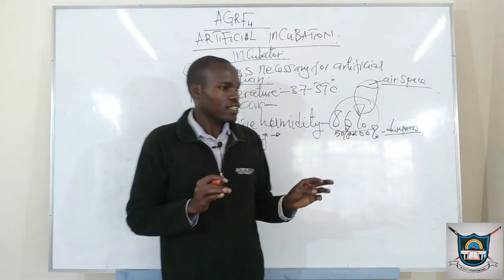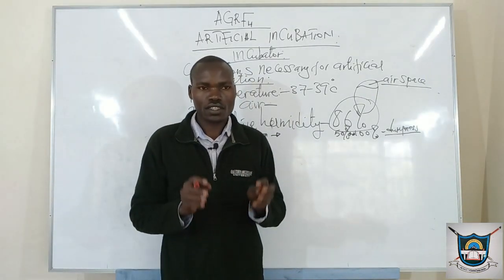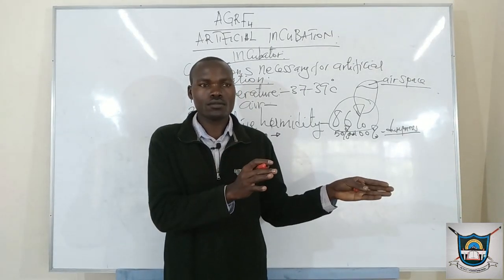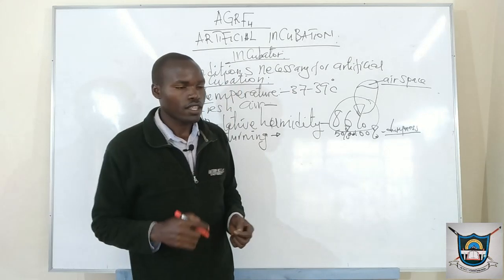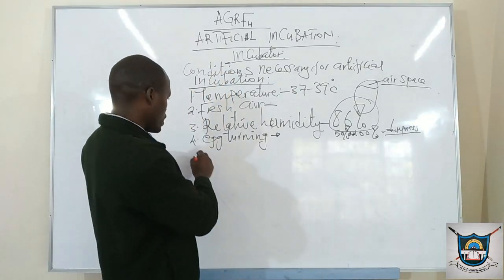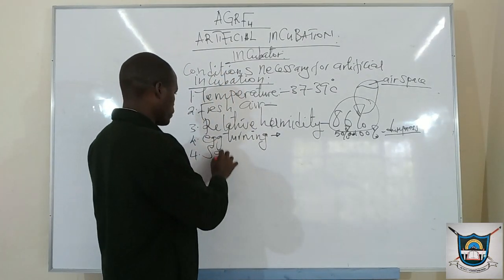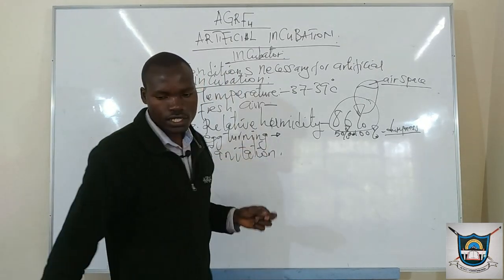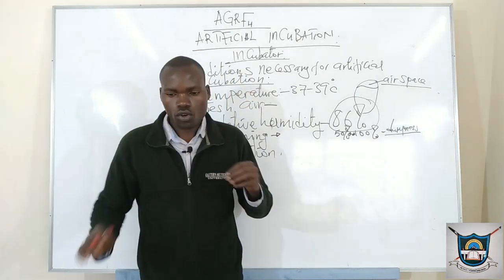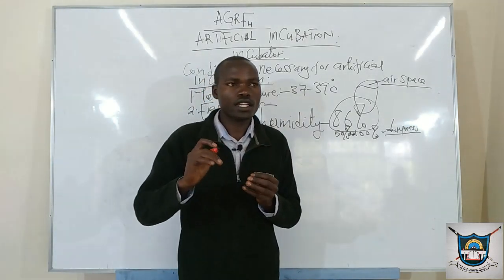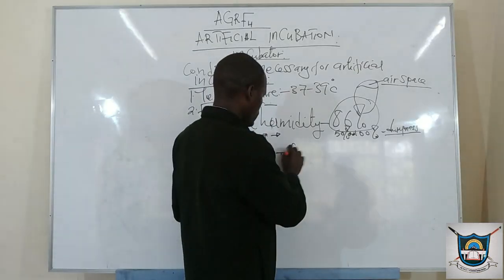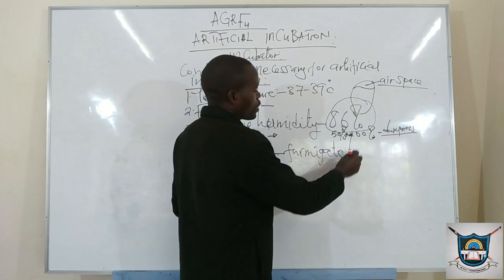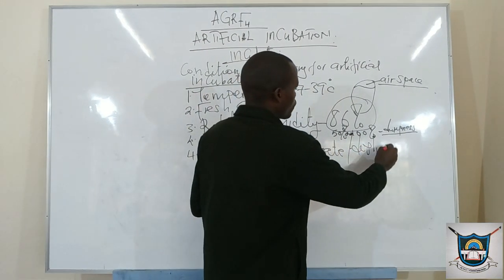Remember, if these eggs are not turned uniformly, the developing chick is going to attach itself to one part of the shell. The other requirement is sanitation, or hygiene. Within the incubator, you are required to fumigate. Fumigating can also be called dusting.